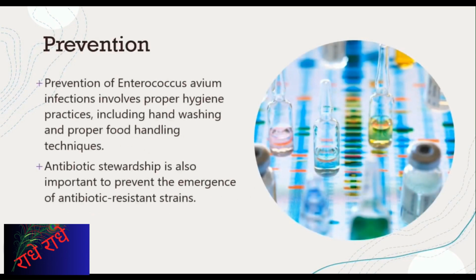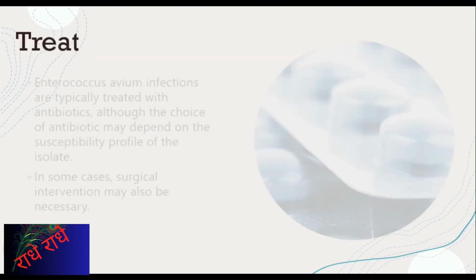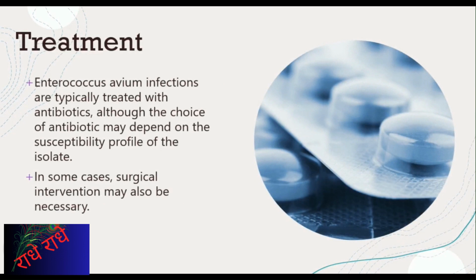Prevention of Enterococcus avium infections involves proper hygiene practices, including hand washing and proper food handling techniques. Antibiotic stewardship is also important to prevent the emergence of antibiotic-resistant strains. Enterococcus avium infections are typically treated with antibiotics, although the choice of antibiotic may depend on the susceptibility profile of the isolate. In some cases, surgical intervention may also be necessary.